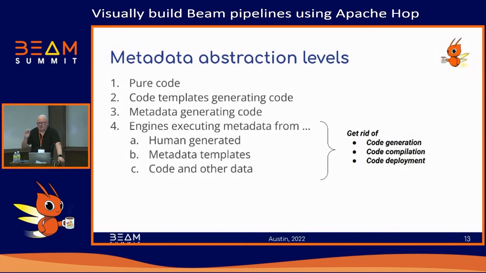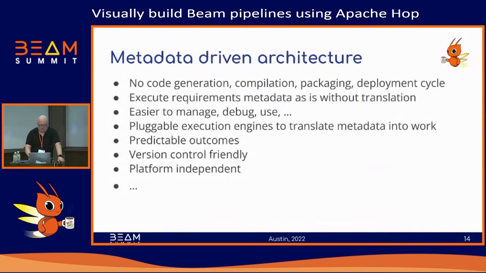And the goal, again, keeping an eye on the requirements, is to get rid of code generation, code compilation, and code deployment phases, which are three points where the ETL can trip up from a DevOps point of view. So the metadata-driven architecture allows us to have no code generation and execute requirements from the metadata exactly as is without translation.